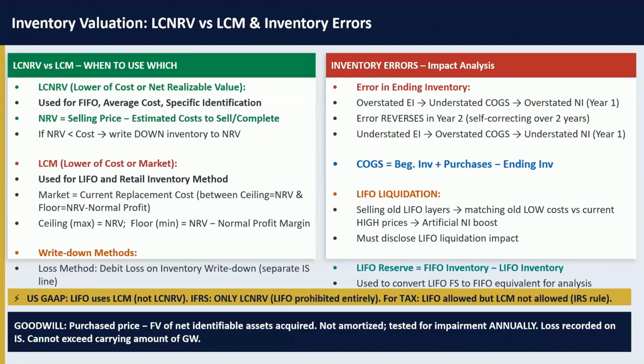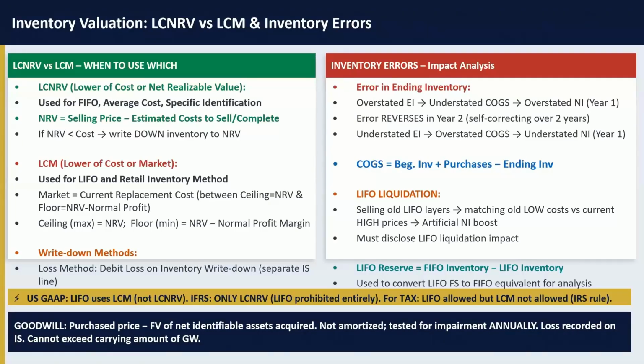The LCNRV method is used only when we are using FIFO, average cost or specific identification methods. So if you are using LIFO, you are not supposed to use LCNRV. It is exclusively for FIFO, average cost and specific identification. Now, how do we calculate the inventory value in LCNRV? LCNRV is nothing but lower of cost or net realizable value.